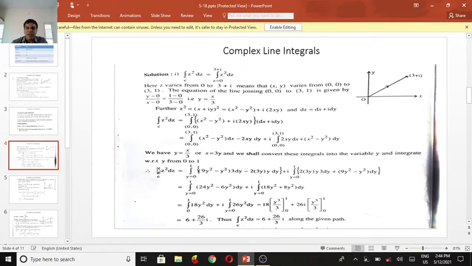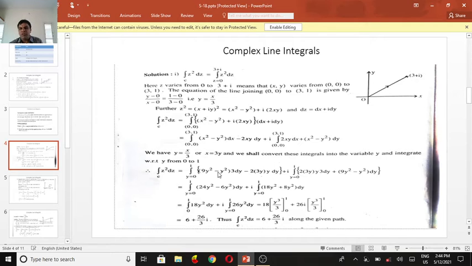Therefore, the integral of z² dz is equal to the integral with y varying from 0 to 1 of, substituting x = 3y, 9y² − y², keeping y² as it is, times dx. The derivative of x is dx = 3 dy. So substituting here, minus 2 times 3y times y dy, plus i times the integral of y from 0 to 1 of 2x, replacing x by 3y, so 2·3y·y, with dx = 3 dy, plus x² − y², which is 9y² − y², dy.